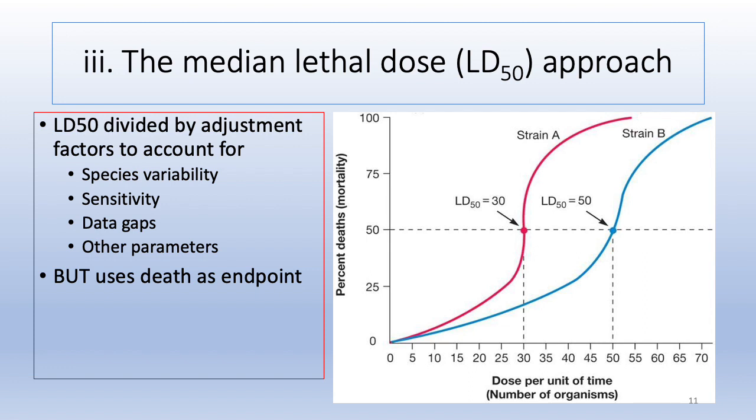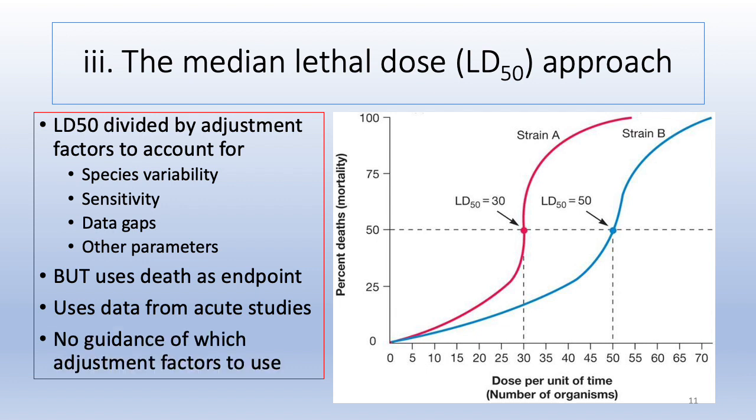And again, these had problems because it uses death as an endpoint. But there are some adverse effects which have got nothing to do with death. A person could develop a rash as a side effect, which is far from death. And it uses data from acute studies, yet there are some other adverse effects which we know develop over time. And from a toxicological perspective, the use of acute data in risk assessment is almost a definite no-no.